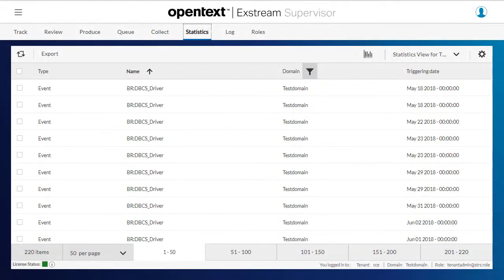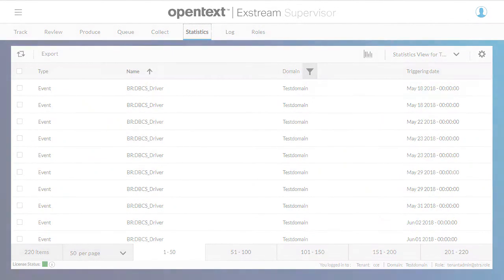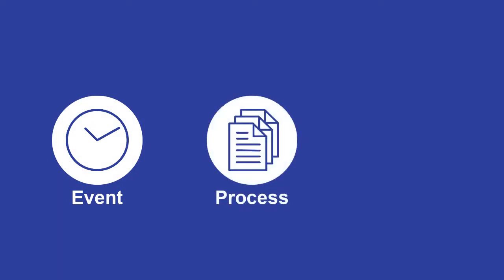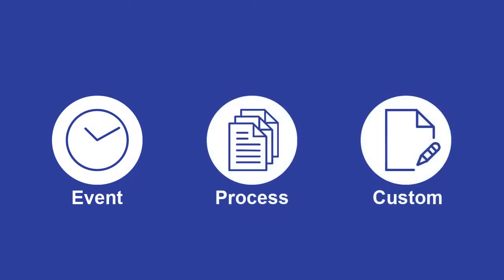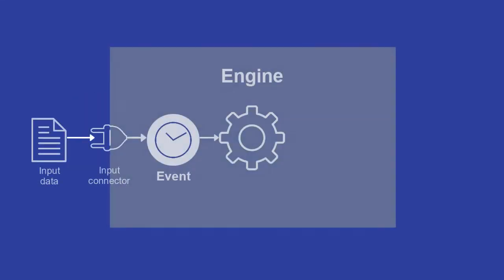In the Statistics view, you can monitor the daily processing of communication server applications. These statistics are presented as either event or process transaction counters. You might also have custom counters, but these are created using scripts on the backend that are unique to your configuration. Event counters monitor transactions related to input data.